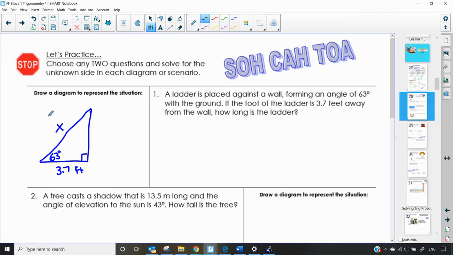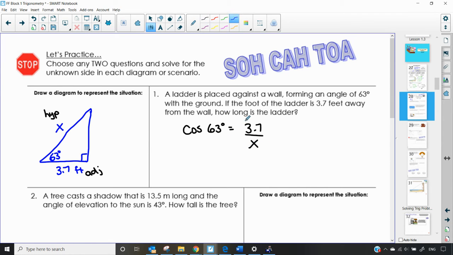Our next step after we have our diagram drawn is to label our triangle. So we have adjacent and we have hypotenuse. Looking at adjacent and hypotenuse, that is going to be cosine. So cosine of the angle, so cosine of 63 degrees. Notice I'm not writing the formula. I don't expect to see the formula. I do expect to see that the substitution is there. But cosine of 63 degrees is adjacent, which is 3.7, over hypotenuse. That being said, if you want to write the formula, there's absolutely nothing wrong with that.